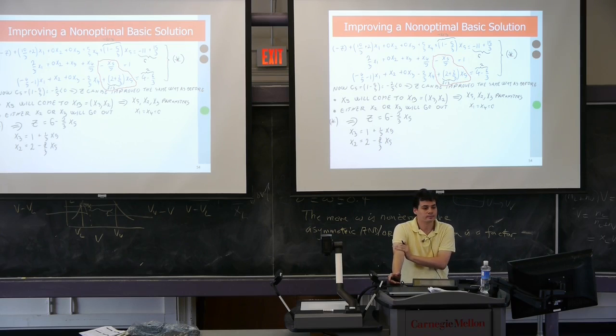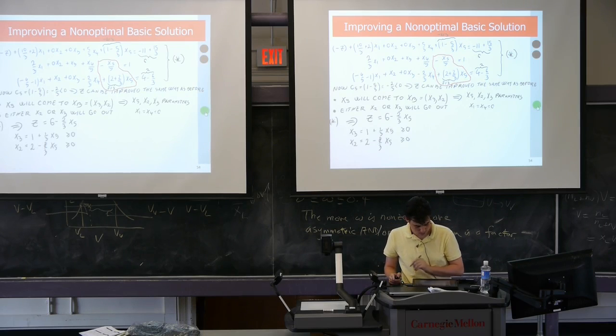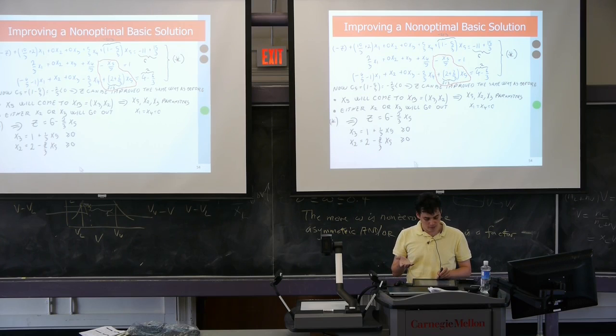Clear? So we just repeat the same steps that we did before. Again, the question is, what would be a good value for x5? It was 0, but now we increase x5 from 0 to a positive number in such a way that all these constraints are satisfied.